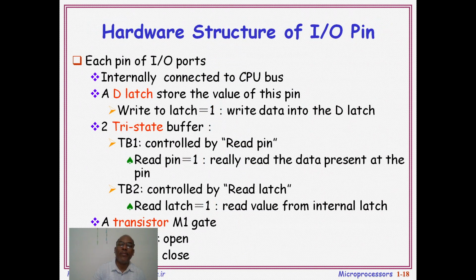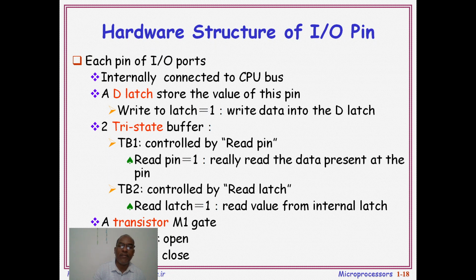Hardware structure of I/O pins. Each pin of the I/O ports is internally connected to the CPU bus. A D latch stores the value of this pin. Write to latch 1: write data into the D latch. Tri-state buffer TB1 is controlled by read pin. Read pin 1 will read the data present at the pin. TB2 is controlled by the read latch. Read latch equals 1: read the value from the internal latch.